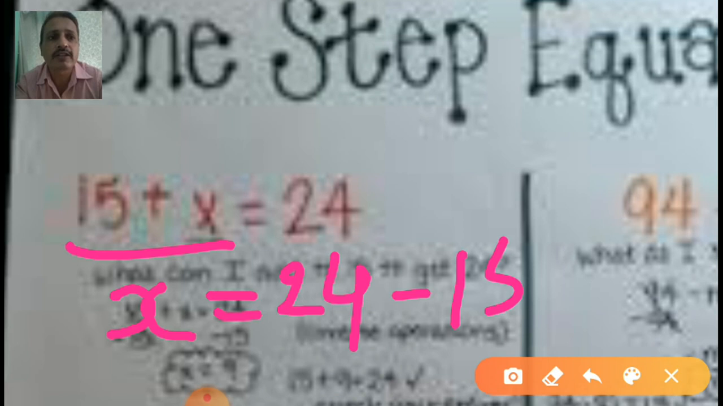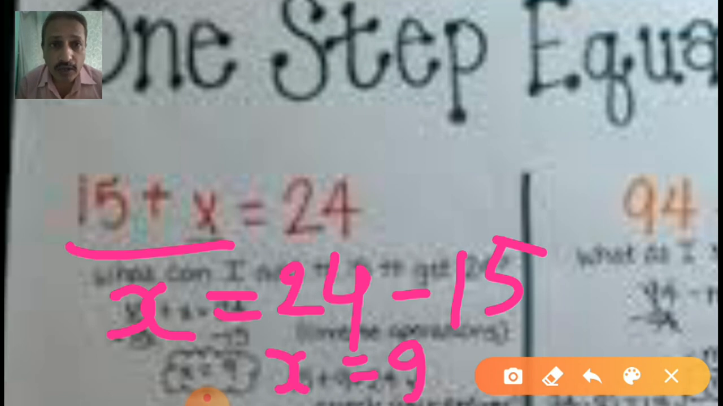So what can we do for this one? Very simple. Which number is lying on the left side? Yes, 15. And 15 is a plus number. So now it is moving, or transposing, to the right side. What is on the right side? Yes, 24. Very good, student. Now 15 goes to the right side, so it becomes minus 15. Yes, just now you gave the answer 9. So x is equal to 9 is our solution.